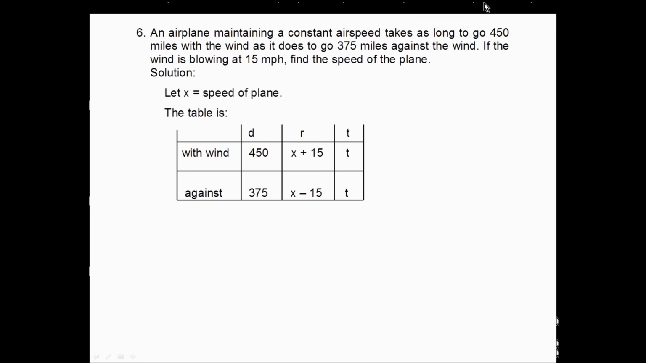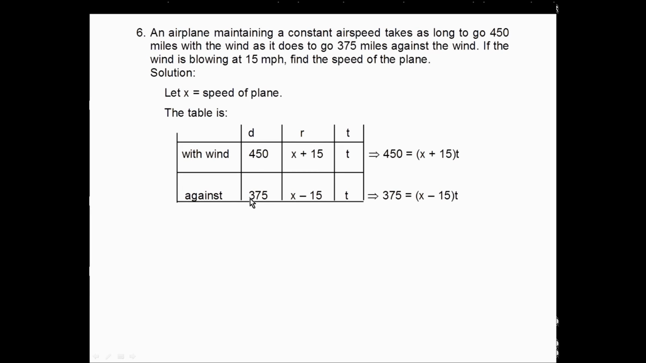Remember, each row of the table writes an equation. So 450 is equal to t times x plus 15. This one says 375 is equal to t times x minus 15. Now, in the previous example, we said let's find the equation that's easy to solve for t, because remember we didn't care about t. In this problem we also don't care about the t. It would be great if we knew it, but we're looking for the speed of the plane. They're both easy to solve for t.